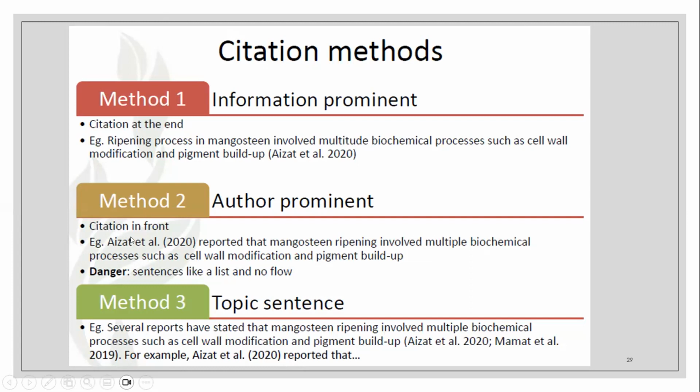But in the second method, we want to emphasize the reference. The information in this sentence can be obtained only from this reference. This paper is the only one reporting this information. That's why we put the reference at the beginning of the sentence. We want to emphasize the reference more than the information in the sentence. That's why it is author prominent. We want to emphasize the author or the reference.